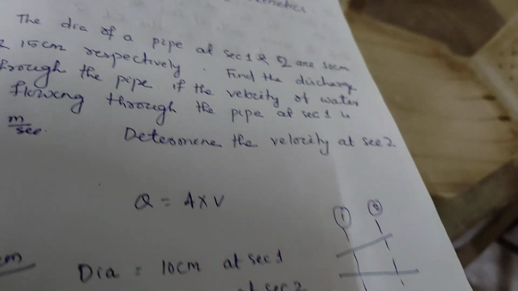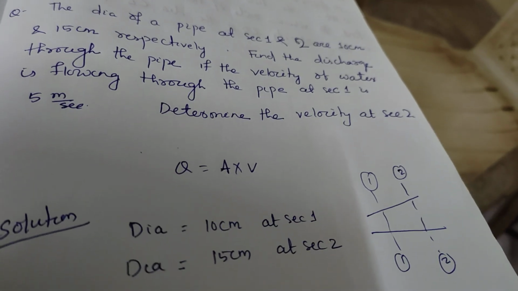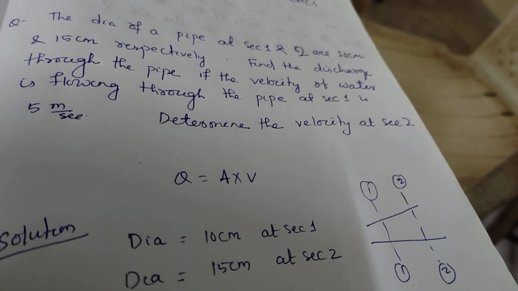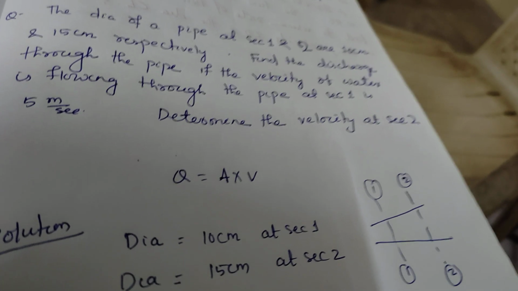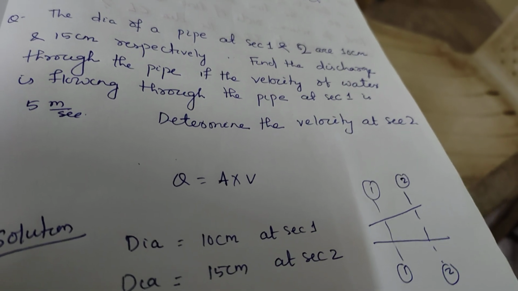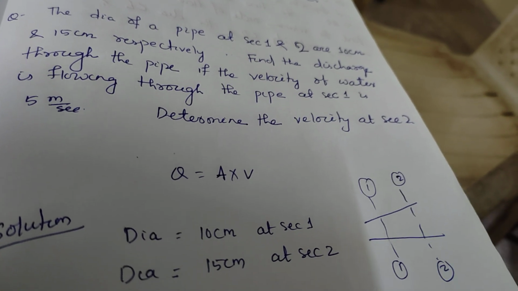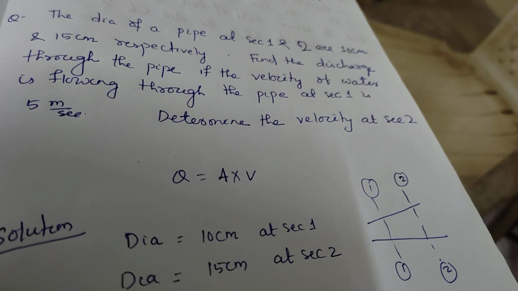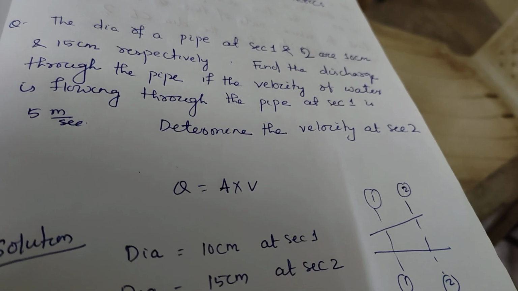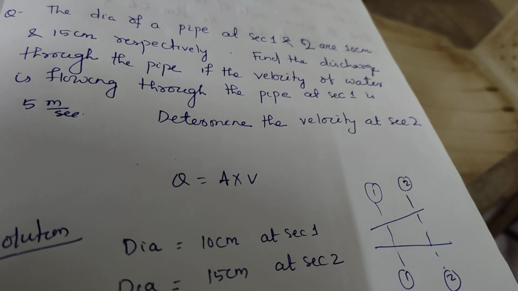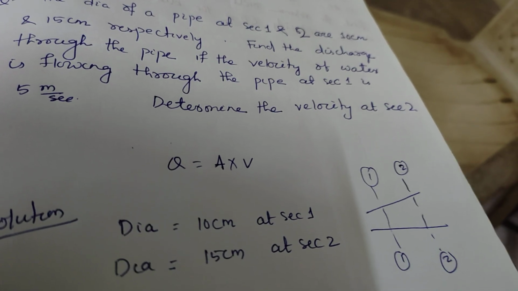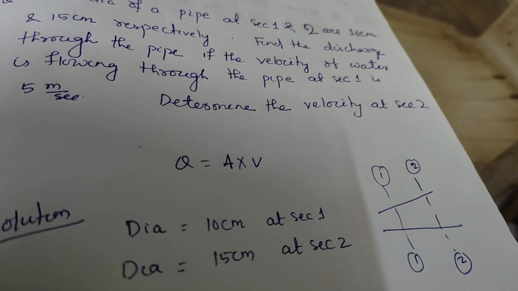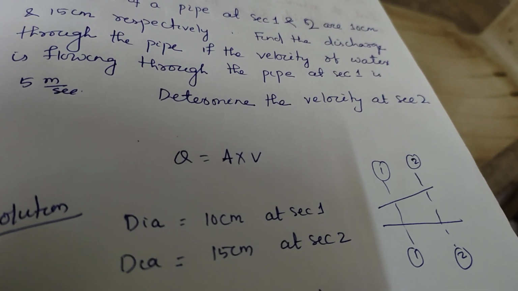Then find the discharge through the pipe. The velocity of water at section 1 is given. Velocity at section 1 is 5 meter per second. To be determined, what? Velocity at section 2 and discharge Q.